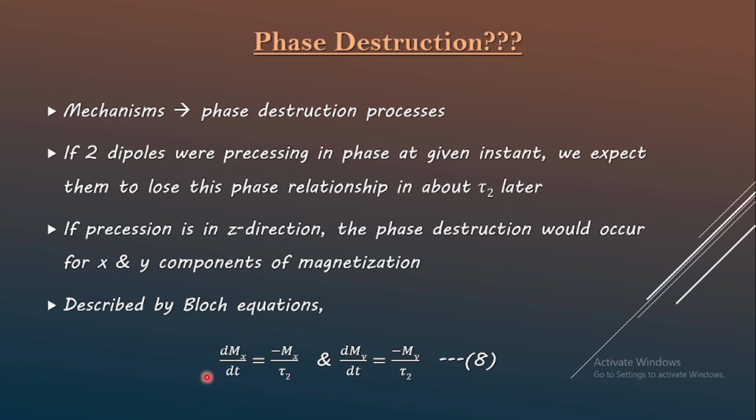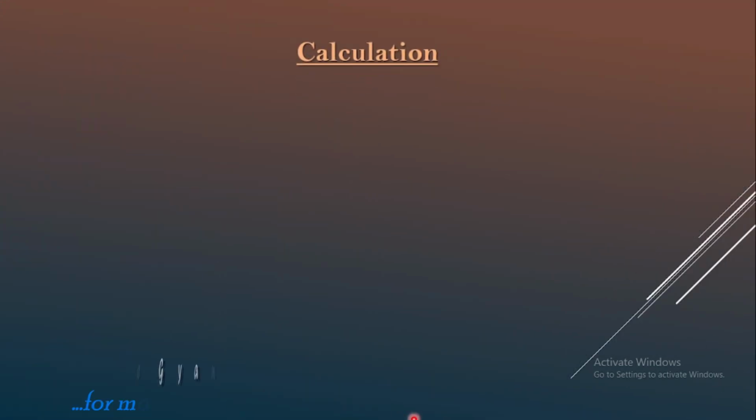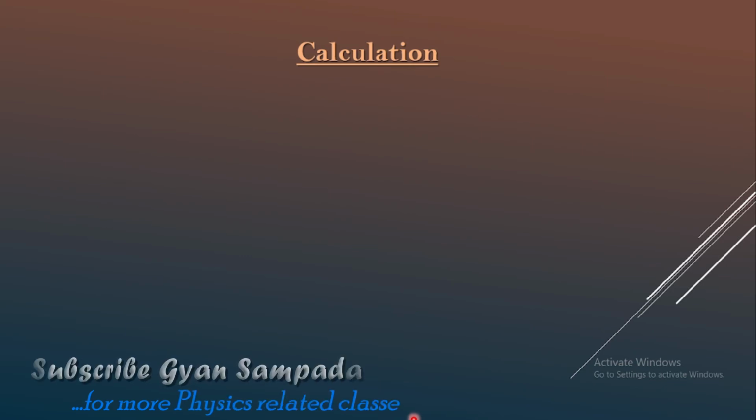So it is something like the rate of change of magnetization itself. In the numerator we have the magnetization term, in the denominator time. On the right side also we have a similar nature. In detail we will use it in our line width correction. For the time being, these are the Bloch equations which describe the phase destruction in a system. So after considering all these things, now let us move on to the calculation. How to calculate tau 2?